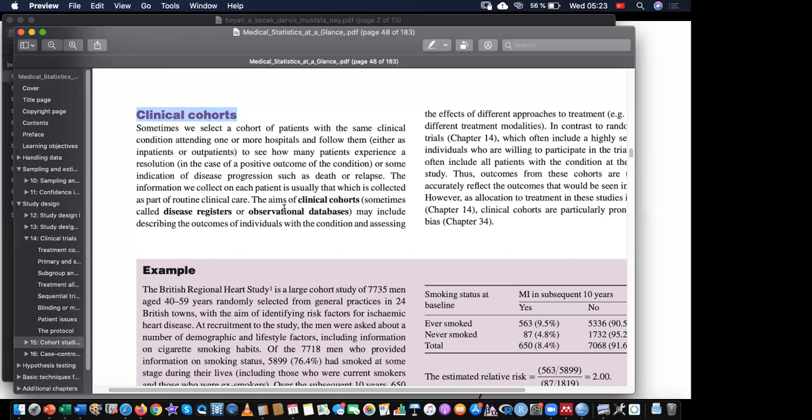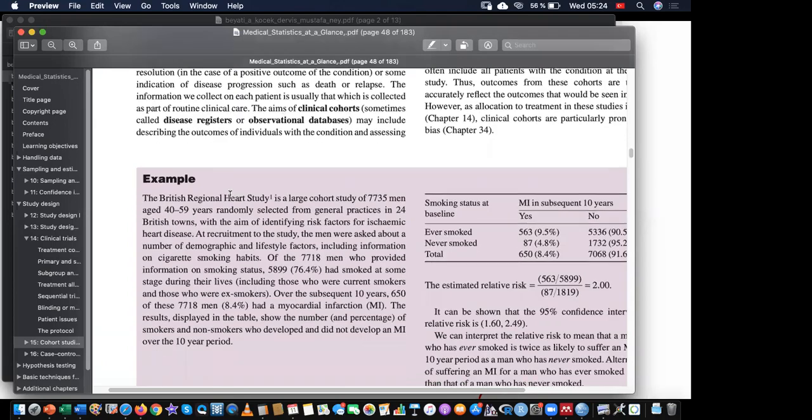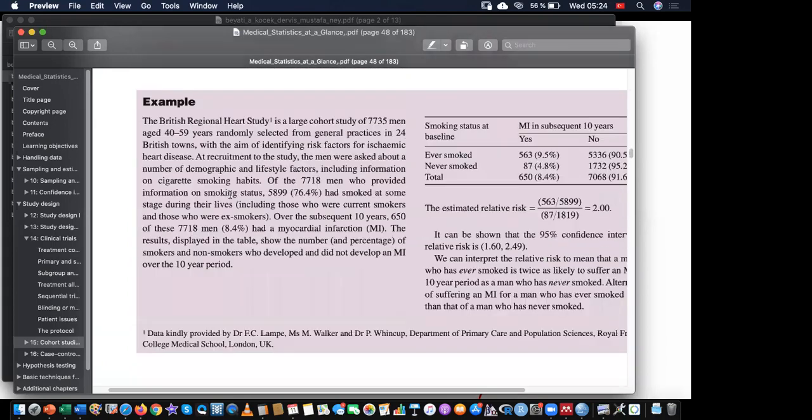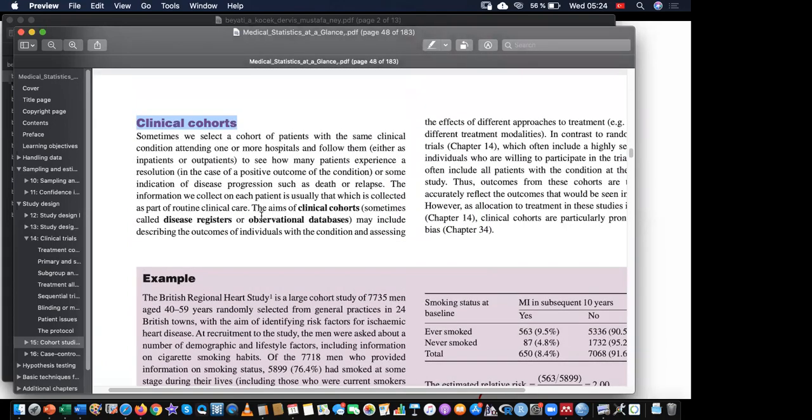So although cohort studies are difficult to conduct compared to the other studies, you can easily do, I believe, clinical cohorts. I don't know whether you will remember my advice when you become doctors, but if you remember, please be aware that you can conduct clinical cohorts.